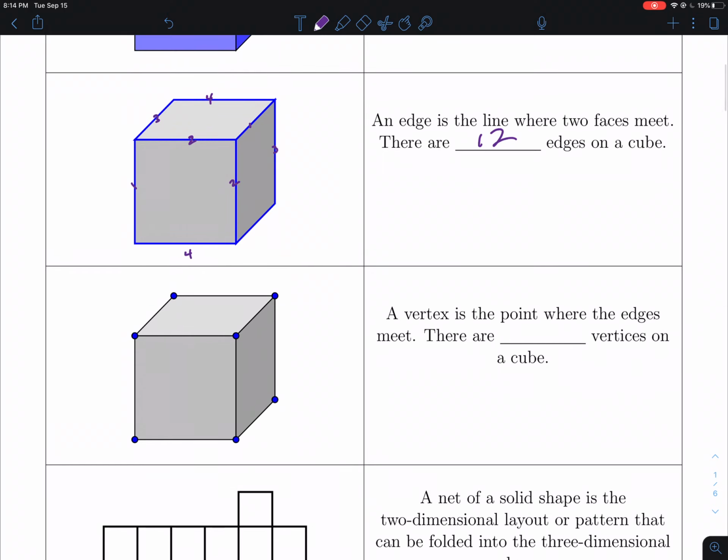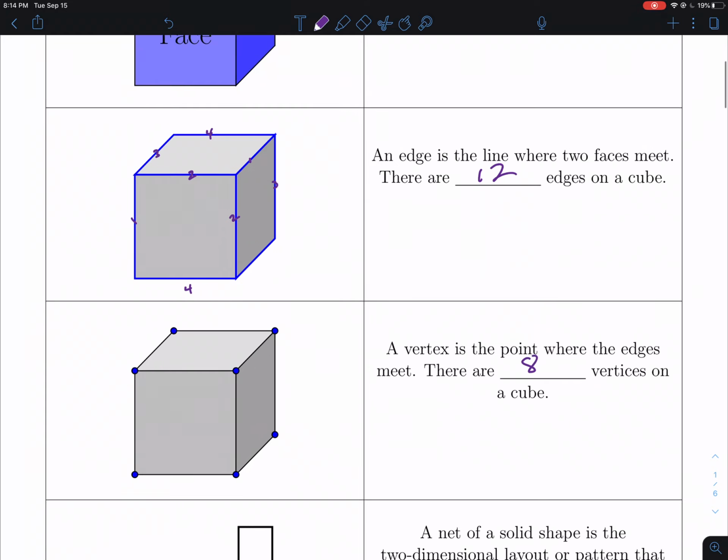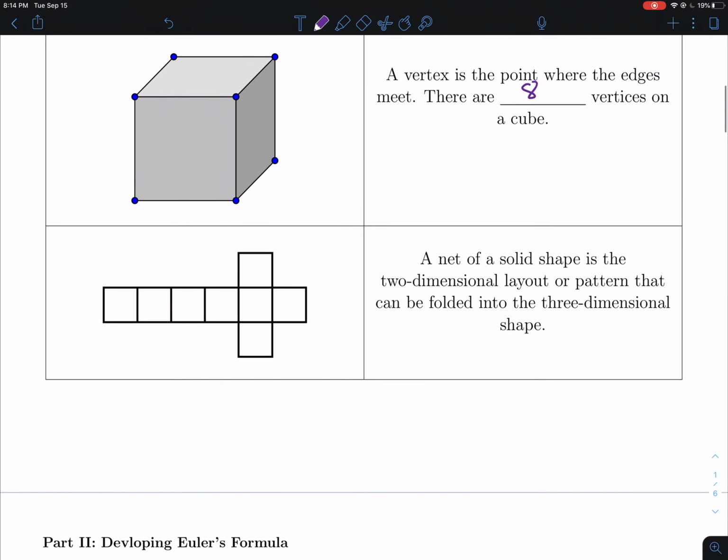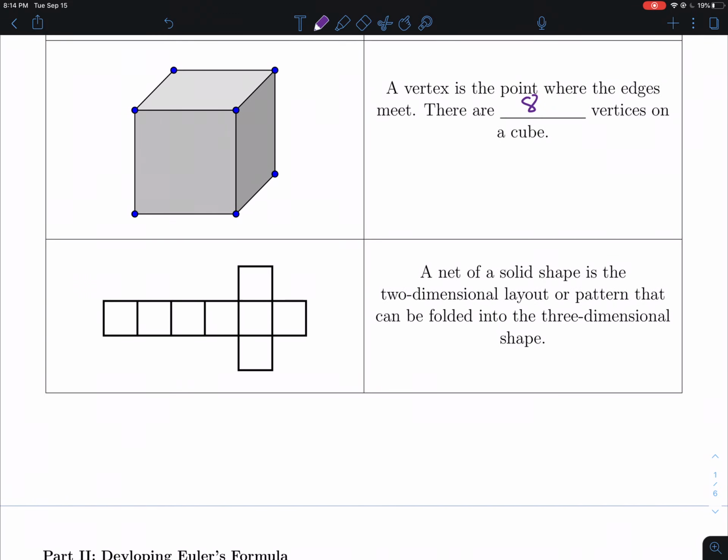And then a vertex is where all the different edges meet. Again, they're highlighted in blue for you. If we count them, there are 4 on the top and 4 on the bottom, so there are 8 vertices total on our cube. Keep this in mind, because this is a number that we're going to try to do something with in a little bit.